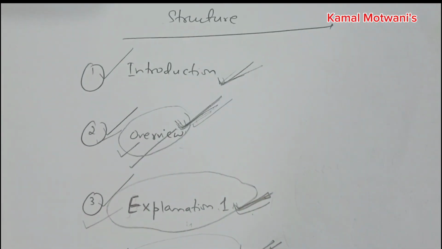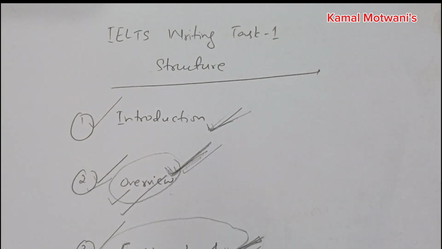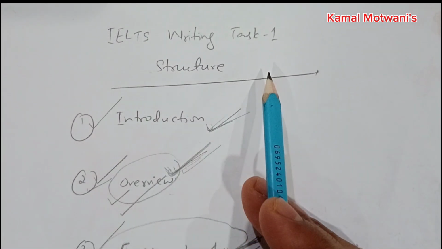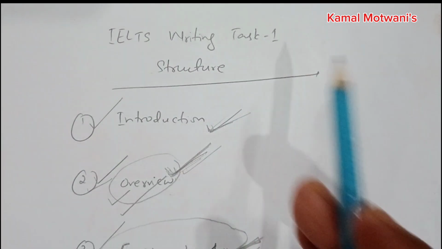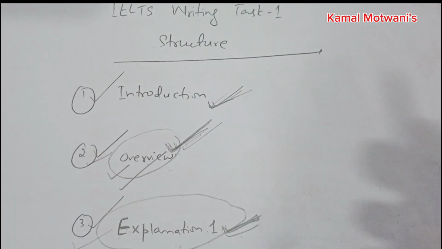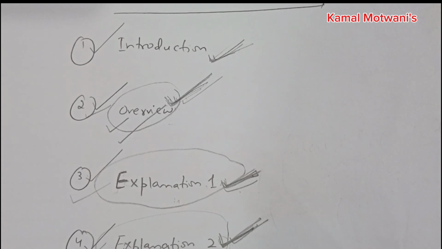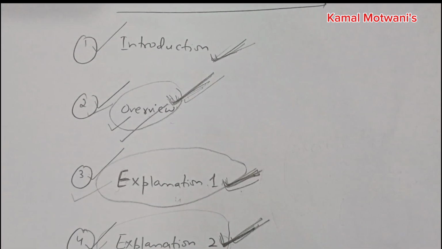Before starting, let's first discuss what I have already discussed in earlier videos: the format of writing IELTS Writing Task 1. First we have to write the introduction, then the overview or overall view, then we write explanation 1, explanation 2, explanation 3, and so on.